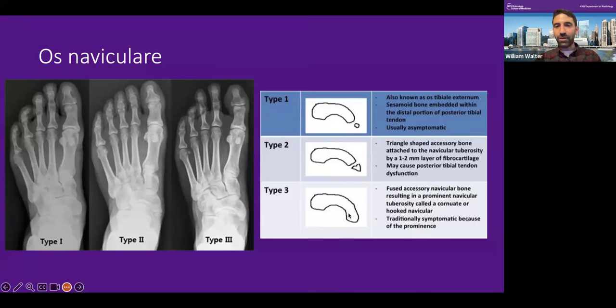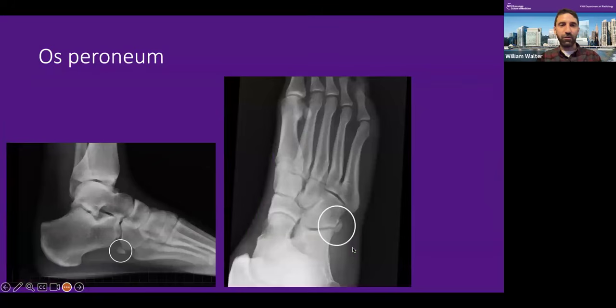There's a fused type, that's a type 3. This results in a prominent navicular tuberosity. I think it's odd to call this an accessory navicular. It's all one bone, but this can be rather protuberant. It can be symptomatic. It alters biomechanics in the area a little bit. So this can also occasionally cause problems.